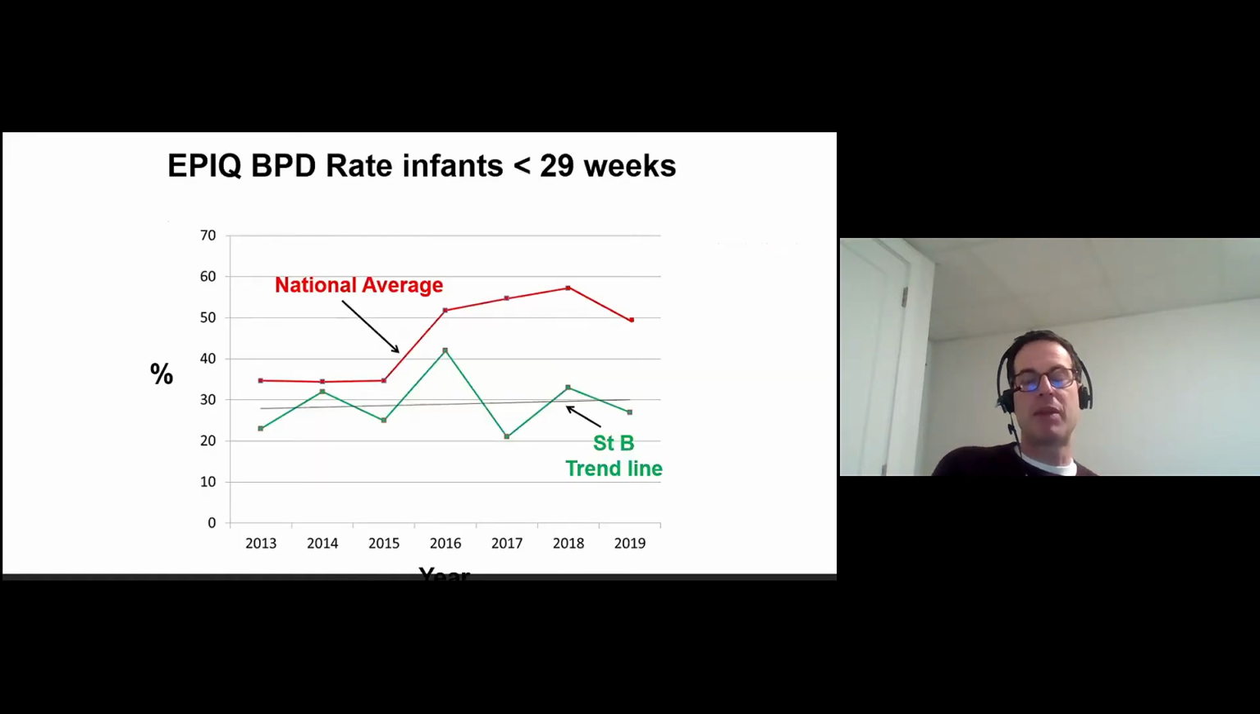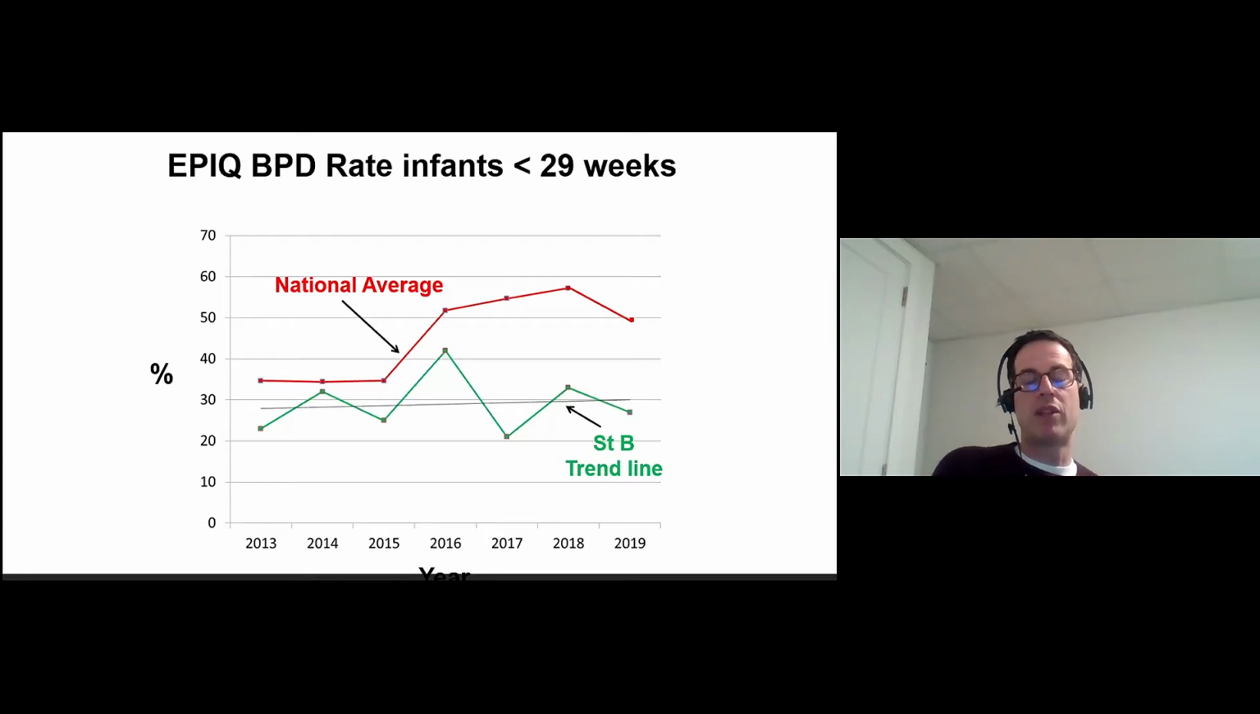So has EPIQ made a difference? This is one of our centers showing that over time from 2013 to 2019, the St. Boniface Hospital trend line is rather flat. We haven't seen a huge difference in the rate of BPD. Having said that, in that time we started to resuscitate more and more 23 weekers and some 22 weekers, who almost have universal BPD, and that may be why the trend line has tipped up a little bit. But look what's happened to the national average, much higher.